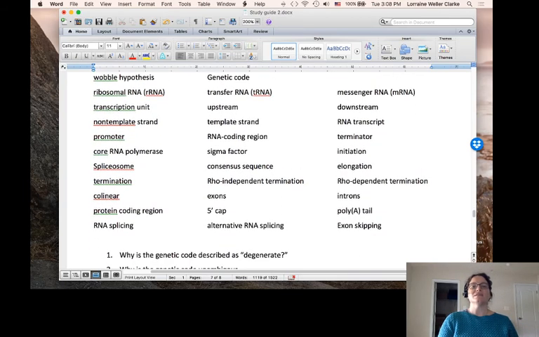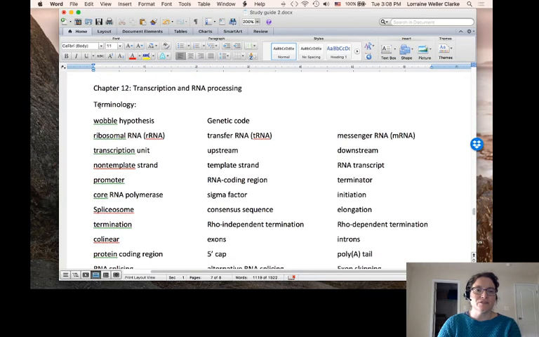Again, transcription and RNA processing was mostly what we went through. The spliceosome, the transcription unit, the genetic code and wobble hypothesis we went through briefly, both at the beginning and the end of chapter 12. The different RNAs, transcription units, what it means by upstream and downstream. Remember, it builds itself 5 to 3. Okay, upstream would mean upstream of the building point, and then downstream is the same direction as the RNA transcription is occurring. Okay.